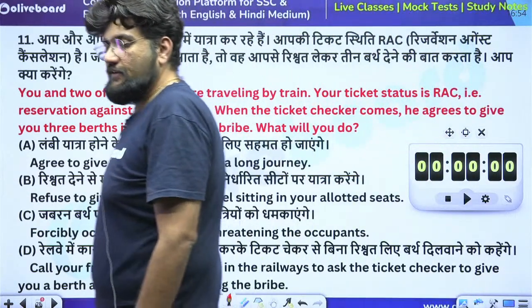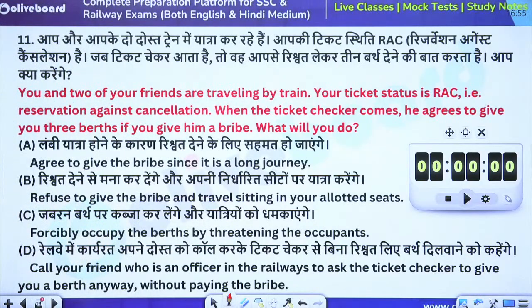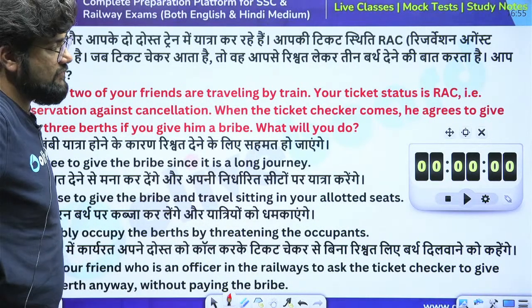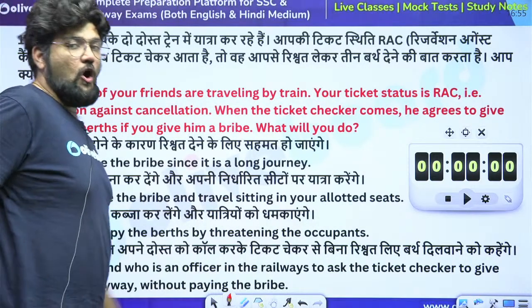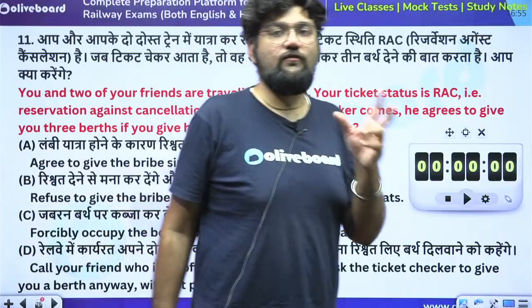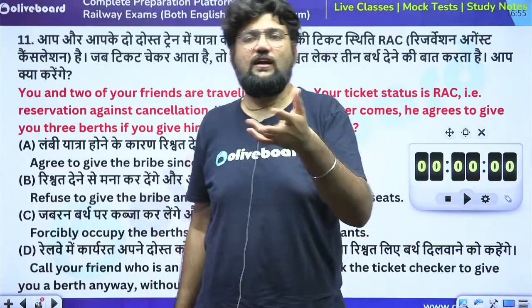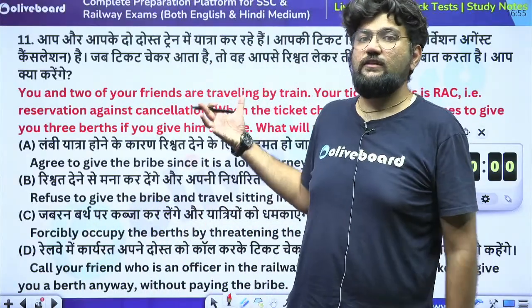How ethical will you be when you are actually in a situation of dilemma in these cases? So you and 2 of your friends are traveling by train. Your ticket status is RAC, that is reservation against cancellation. When the ticket checker comes, he agrees to give you 3 berths if you give him a bribe. What will you do? Do not, and strictly do not do what you have done, what you would have done or what you have seen around you normally happening, because that is what they want to test.